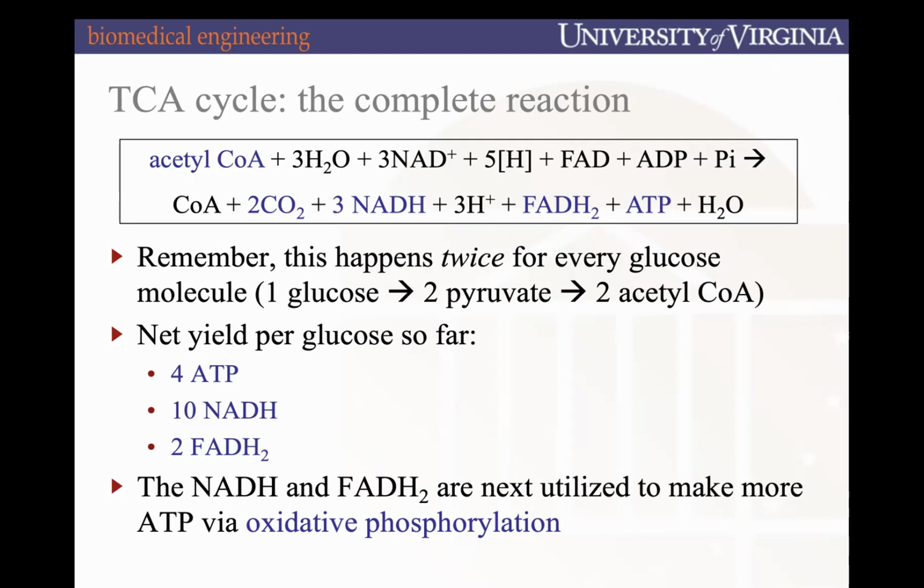So what's going to be key to know is that we're going to take NADH and FADH2, and those are going to be used in oxidative phosphorylation to generate a lot more ATP. I'm going to stop there and give space for a couple of questions now that we've wrapped up the TCA cycle. Yes.